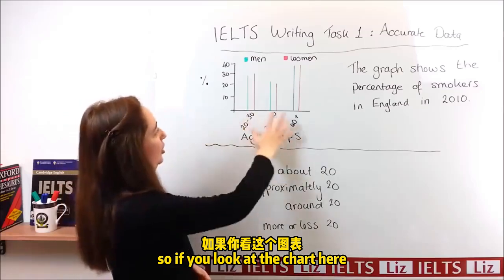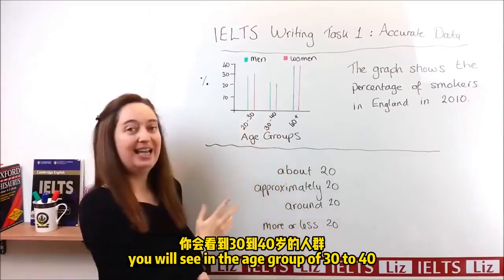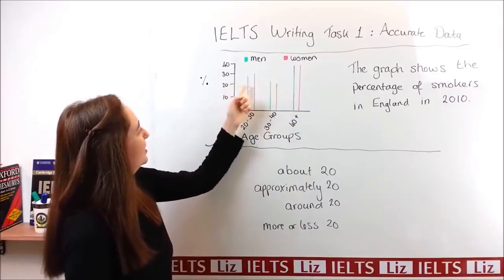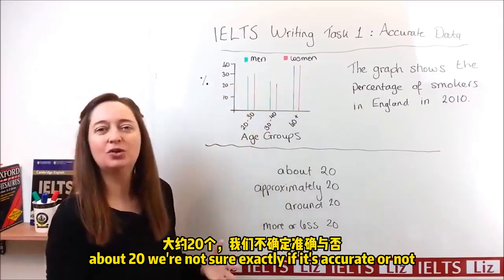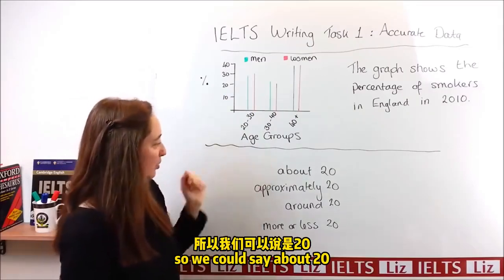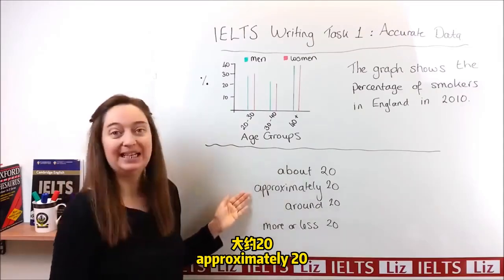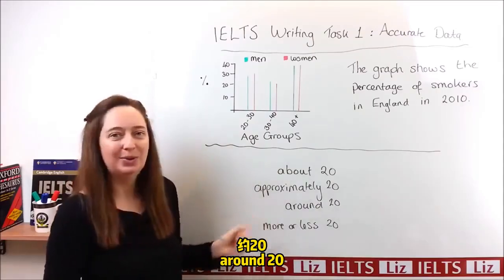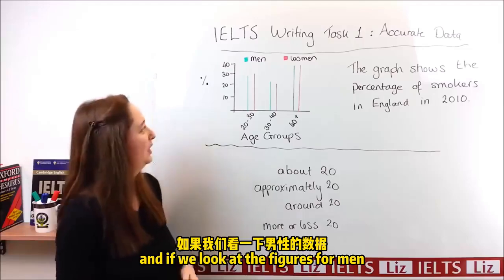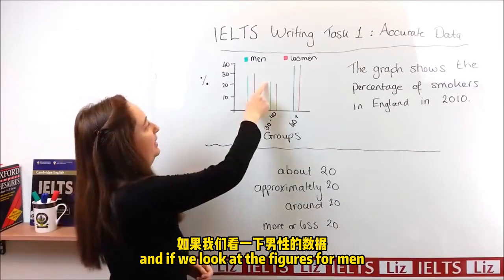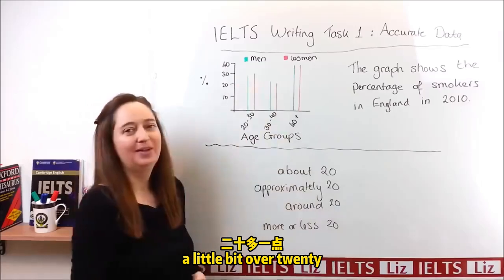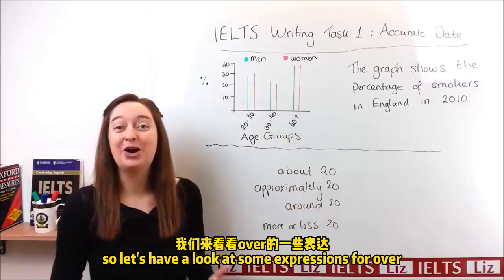So if you look at the chart here, you will see in the age group of 30 to 40, the number of women was about 20. We're not sure exactly if it's accurate or not. So we could say about 20, approximately 20, around 20, or more or less 20. And if we look at the figures for men, you will see that it's actually a little bit over 20. So let's have a look at some expressions for over.